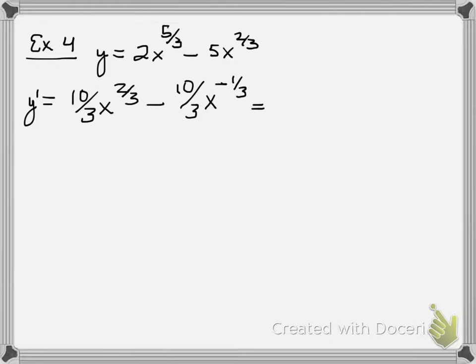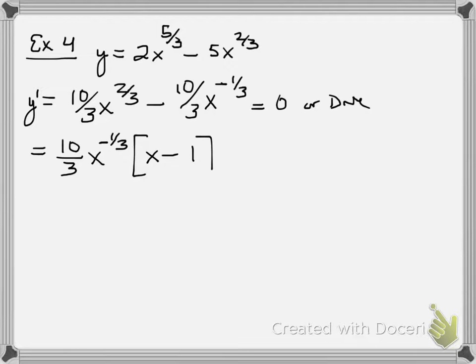And if we were to try to set this thing equal to 0 or undefined, a couple things here. It's a little tricky, so we're going to factor out, and just like any other GCF factoring, we take out the lower of the exponents. So 10 thirds x to the technically negative 1 third, and that leaves us with x minus 1. And maybe we want to write this a tad bit differently: 10 over 3 cube root of x times x minus 1.